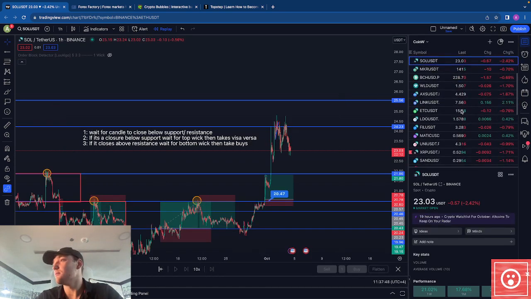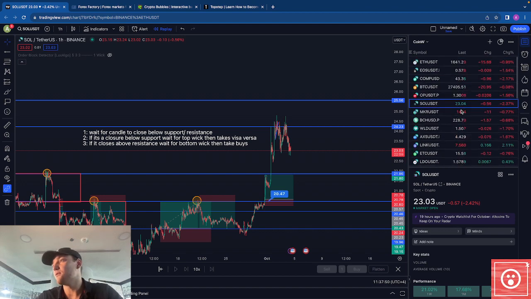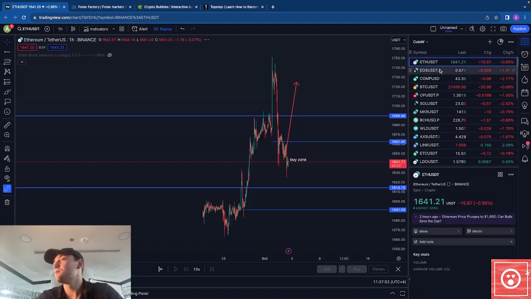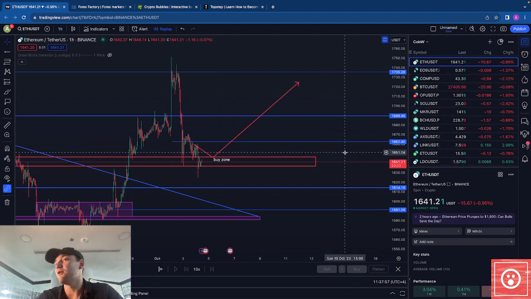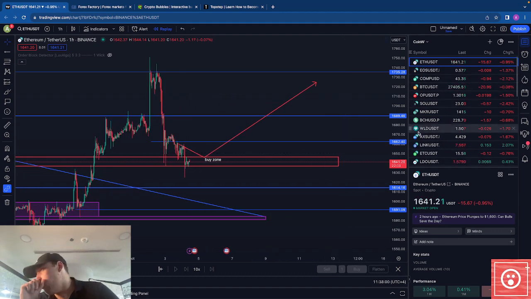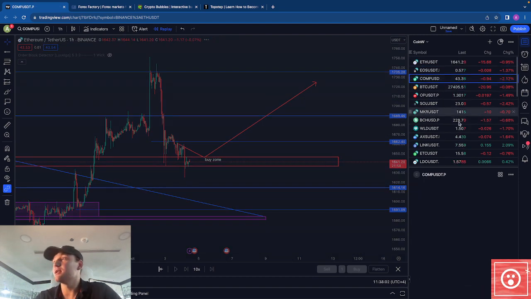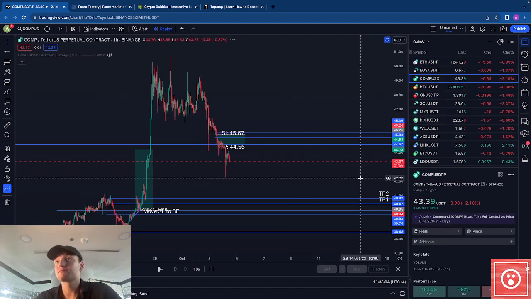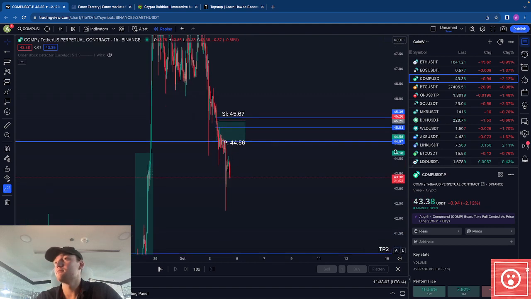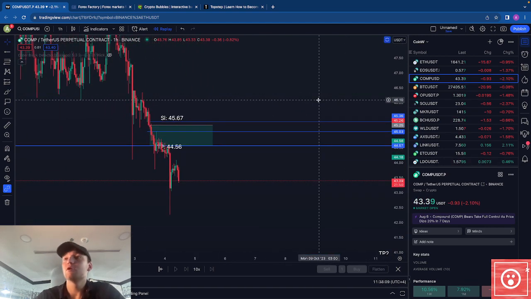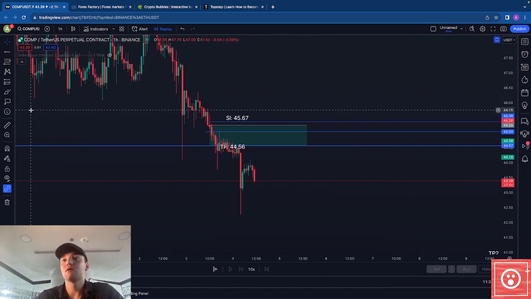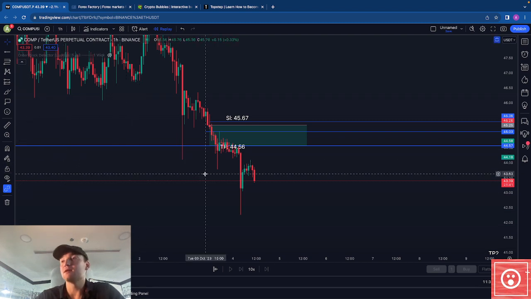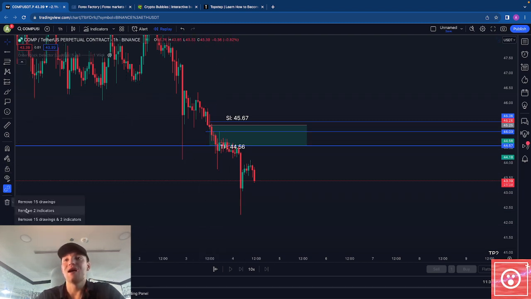Okay, so let's go over another example. This is just Ethereum, basically looking at buys there. I already took a buy for Ethereum. Let's go over my comp trade yesterday. Okay, so look at this, right? It's similar. Let me go over why I took the setup. So you can see the setups there. I did take profit very early, but let's go over it.